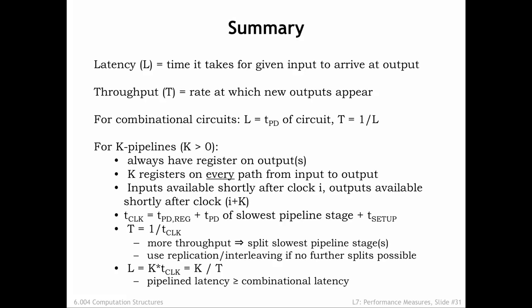For combinational circuits, the latency is simply the propagation delay of the circuit, and its throughput is just 1 over latency. We introduced a systematic strategy for designing k-pipelines, where there's a register on the outputs of each stage, and there are exactly k registers on every path from input to output. The period of the system clock, t-clock, is determined by the propagation delay of the slowest pipeline stage. The throughput of a pipeline system is 1 over t-clock, and its latency is just k times t-clock. Pipelining is the key to increasing the throughput of most high-performance digital systems.